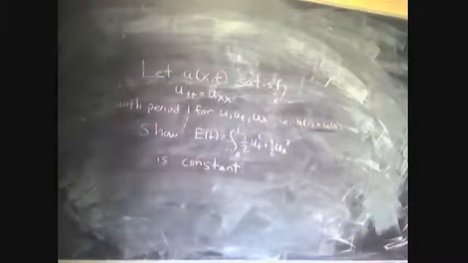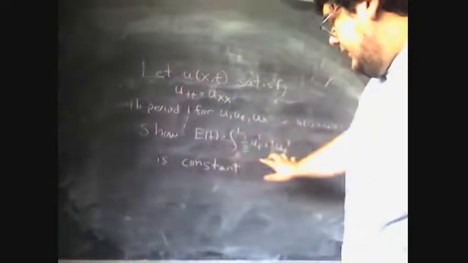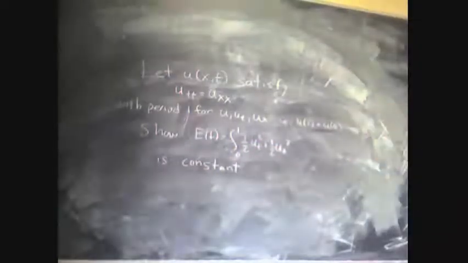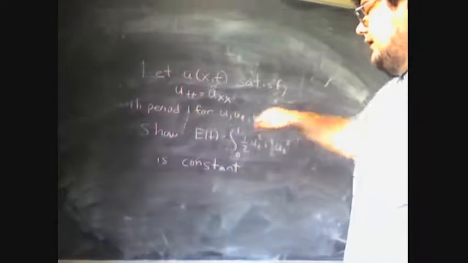This is the first half of a problem we got involving some partial differential equations. We have a partial differential equation utt equals uxx. So the second derivatives in space and time match up. And we're asked to show that this energy norm is a constant. So how can we figure that out using the fact that we have periodic solutions?